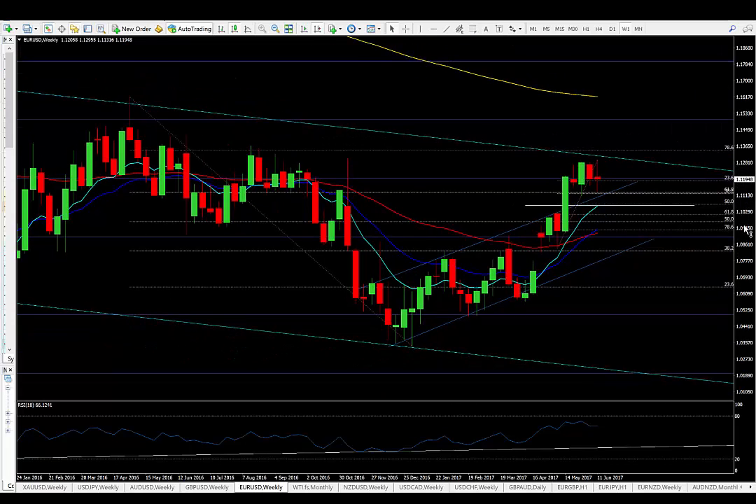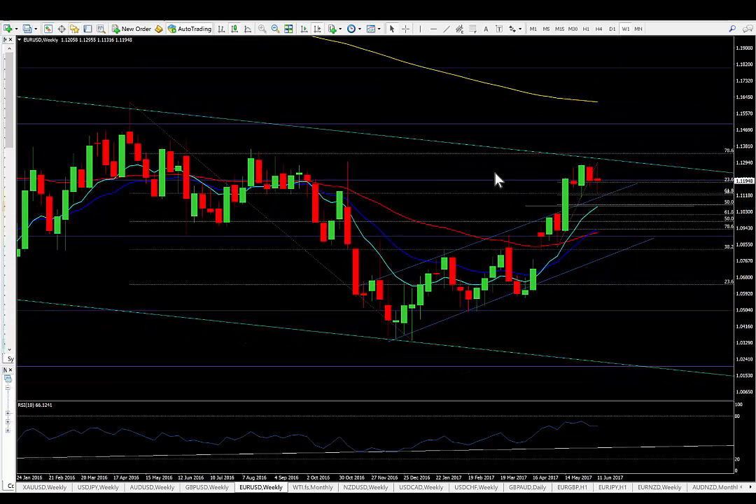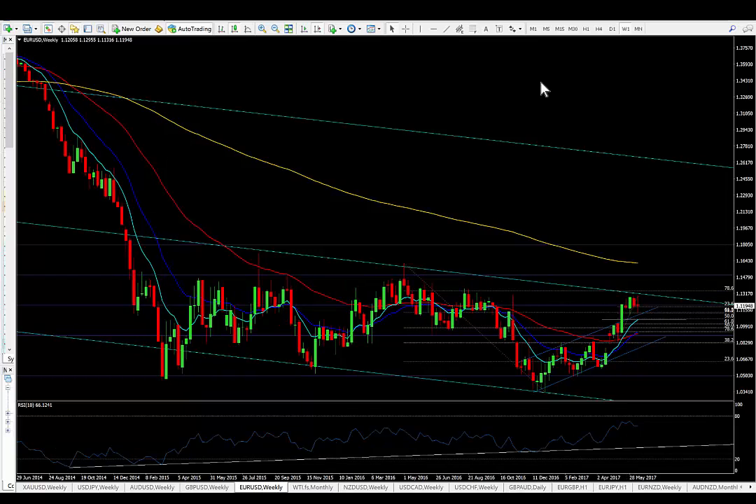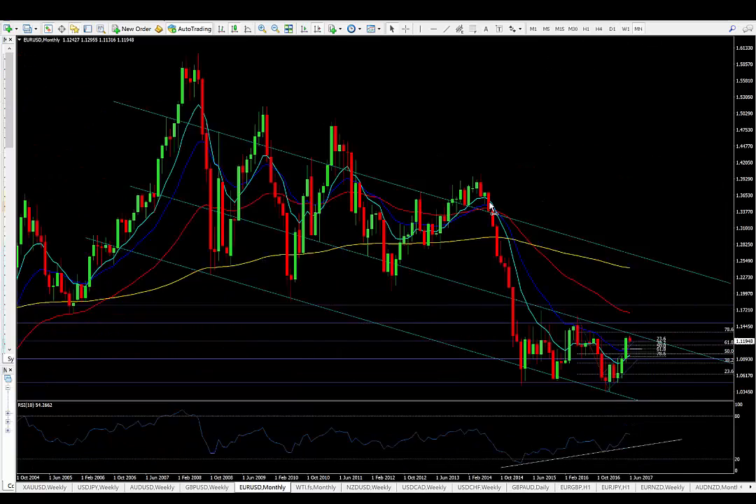So where does this lead us? Well, as you may have noticed, we've got these higher time frame trend lines, and I would like to just indicate why I have these here. In fact, we'll better go back to the monthly for this.